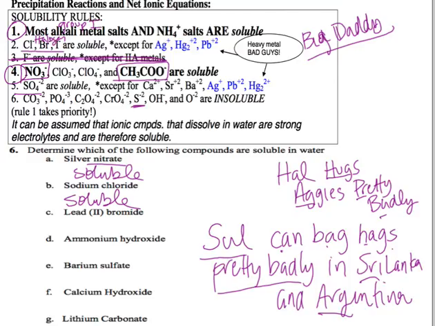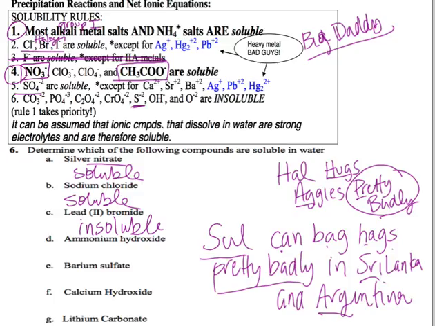Lead-2 bromide. It is not soluble. Why? Just refer to a rule. I don't need you to explain the chemistry behind it. Bromide's a halogen. Hal hugs Aggies pretty badly. What's going on there? It's lead, right? It's the halogen connected to lead, so pretty badly. It's pretty bad.